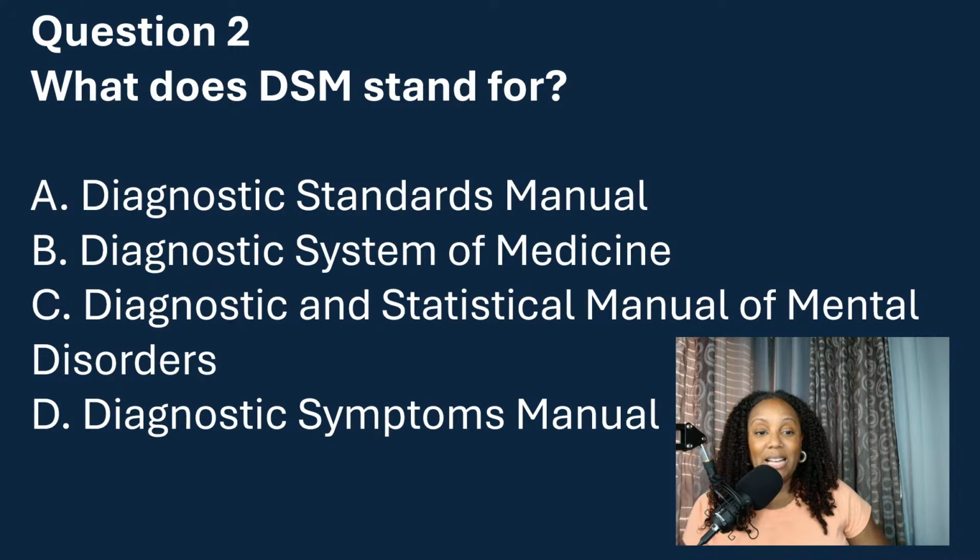What does DSM stand for? A, Diagnostic Standards Manual. B, Diagnostic System of Medicine. C, Diagnostic and Statistical Manual of Mental Disorders. Or D, Diagnostic Symptoms Manual. What does DSM stand for?